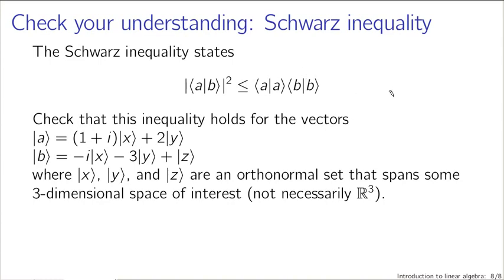So your task is to check that this inequality holds for the 2 vectors given, where x, y, and z is an orthonormal set that spans some 3-dimensional space of interest. Note that I'm not necessarily talking about 3-dimensional Cartesian space here, but it's a good analogy to keep in the back of your mind if you're having trouble imagining what these things should look like.